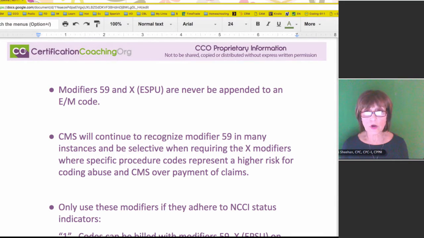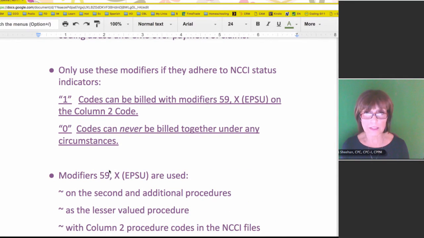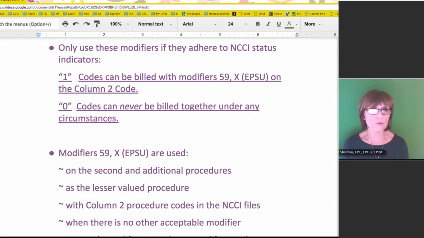You only want to use modifiers if they adhere to the National Correct Coding Initiative status indicators. One means that the codes can be billed with modifiers 59 or XEPSU on the column 2 code, and the 0 status indicator means it can never be billed together. Basically, they are used on the second and additional procedures on a claim form. So the very first procedure on the claim form would never ever show a modifier 59 or X code. It's always the lesser valued procedure.